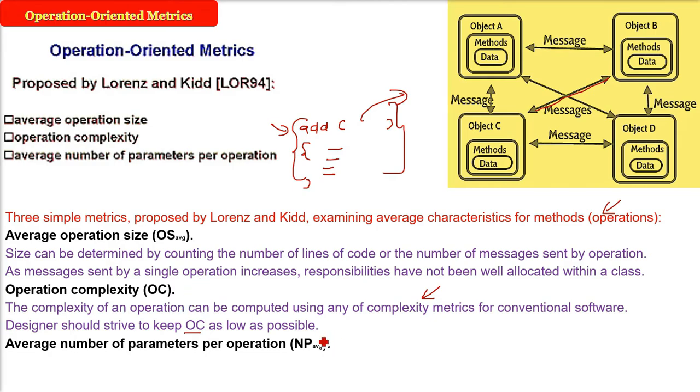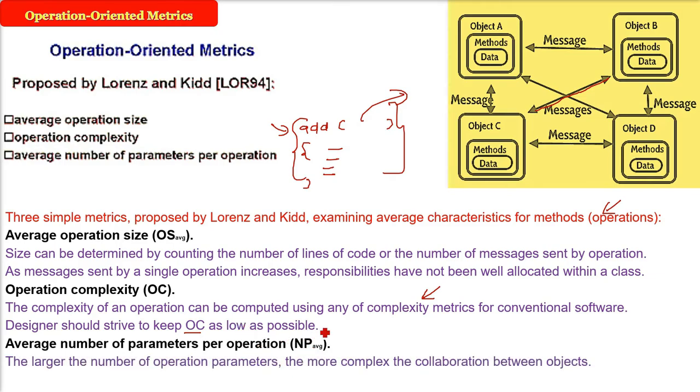And then comes the average number of parameters per operation. So in an operation, in a method, how many parameters are there? The input parameters, the output parameters. The larger the number of operation parameters, the more complex the collaboration between objects will be. So the input parameters and output parameters have to be as few as possible. So the NP average should be as low as possible.